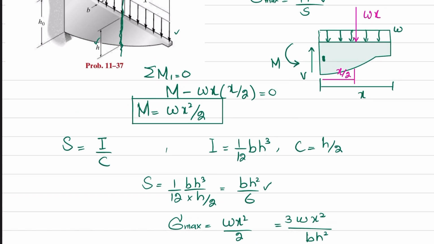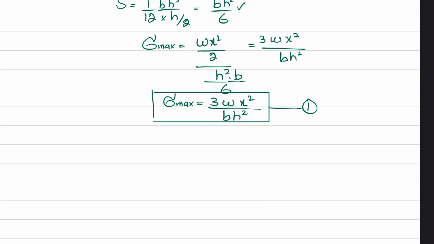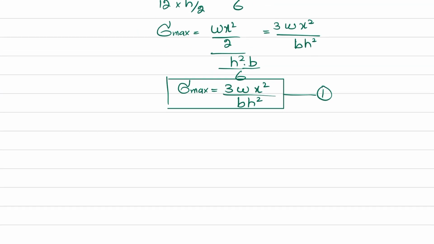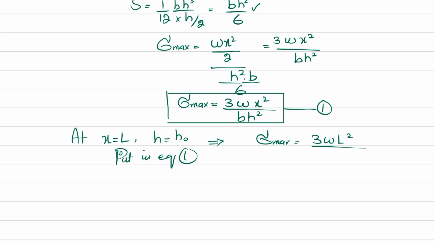Now you can see, what if x is equal to L? Then the height is equal to h naught. So at x equal to L, h will be equal to h naught. If we put it in equation 1, we will have the maximum stress equal to 3wL square over b h naught square. This is equation number 2.